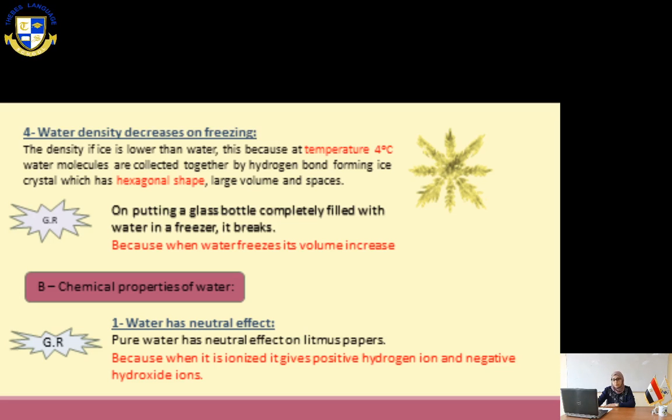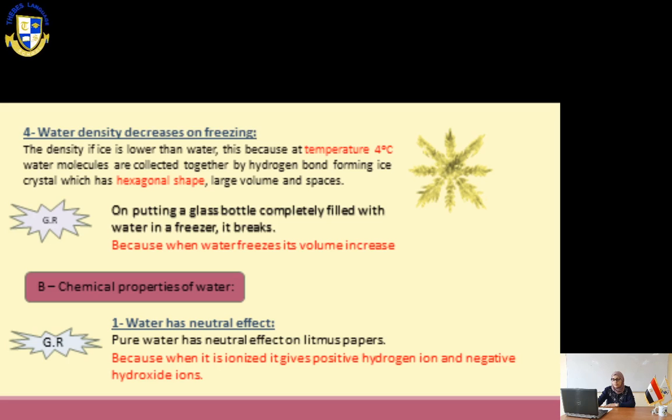What is the meaning of neutral effect on litmus paper? Here we are going to bring 2 beakers filled with water and add litmus paper. What will happen? The red litmus paper and the blue litmus paper don't change because water has a neutral effect on litmus paper, because when it is ionized it gives a positive hydrogen ion and a negative hydroxide ion.